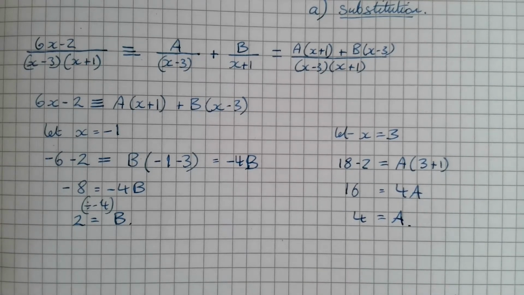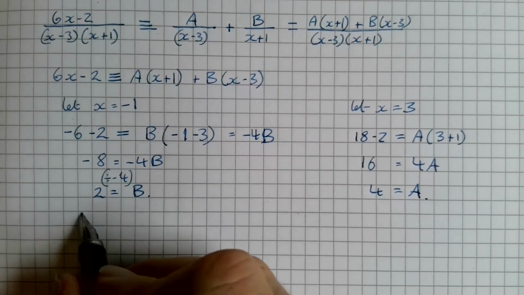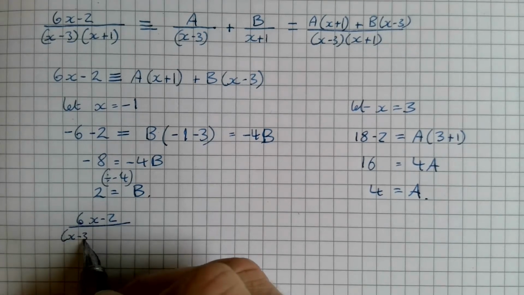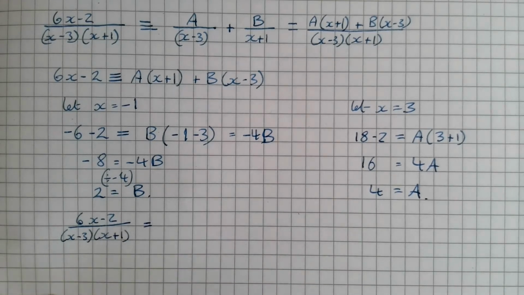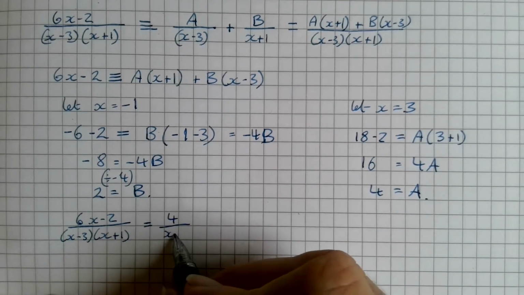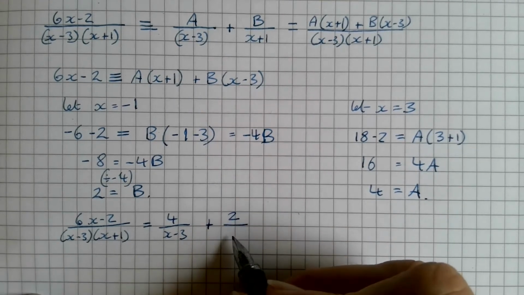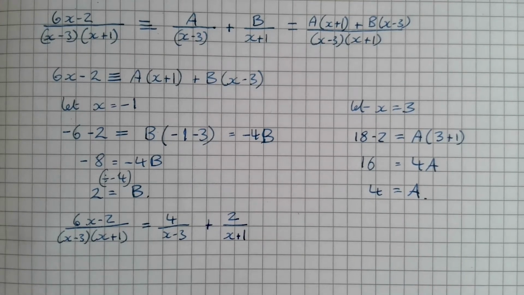And what does that mean we can say? Well, that means I can say that (6x - 2) over (x - 3)(x + 1) is the same thing as A, which is 4, over (x - 3), plus B, which is 2, over (x + 1), and that's for any value of x. Look how much simpler that is.